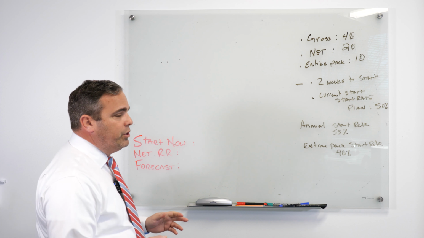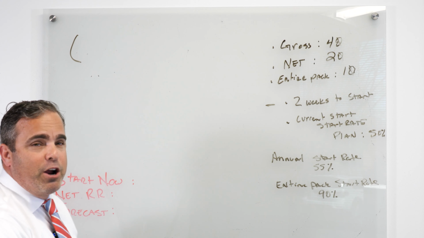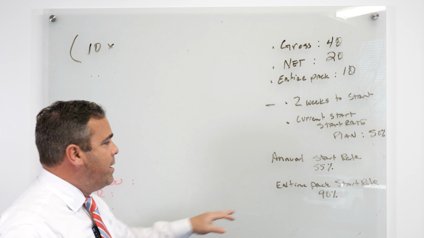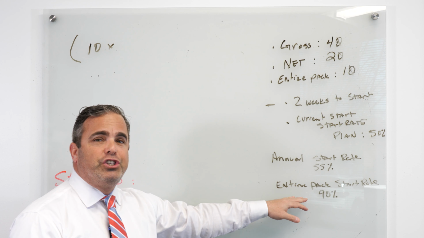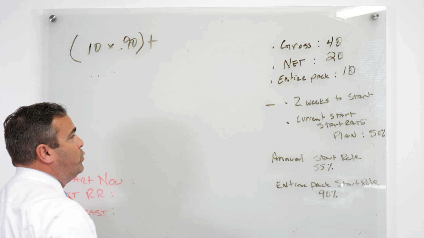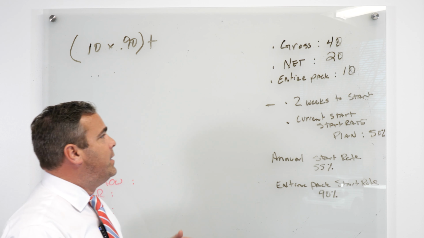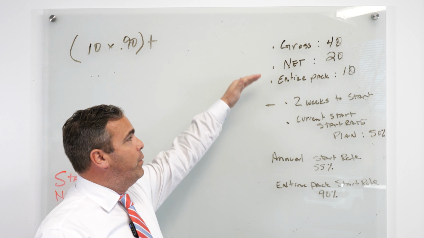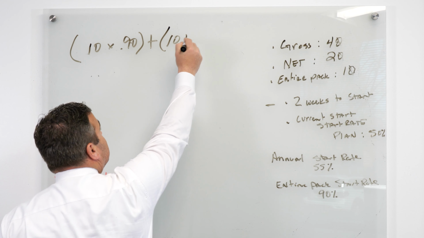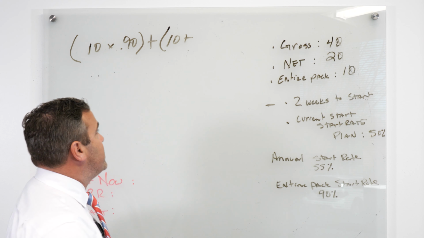So to start with, we're going to look at the entire pack. The first part of the algorithm is you take the entire pack number, which is 10, and you will multiply this by the entire pack annual start rate, which is 90%. Then you will take the nets not packaged, those that aren't entire packed, and the gap. So if we have 10 entire packed and we have 20 net, the gap is 10. So we'll take that 10 and then multiply it by the annual start rate, which is 55%.